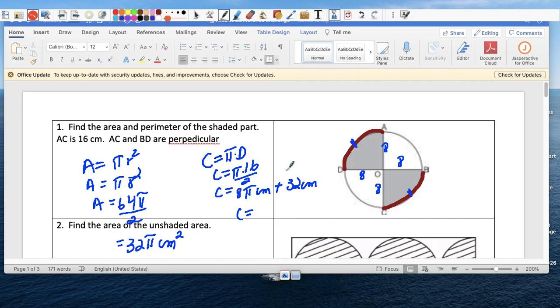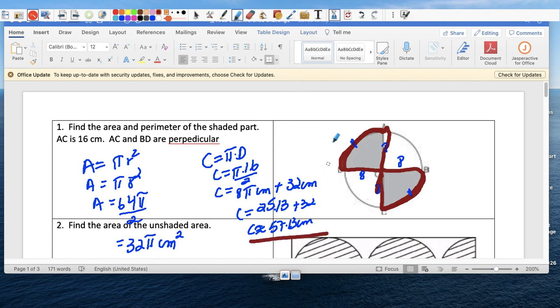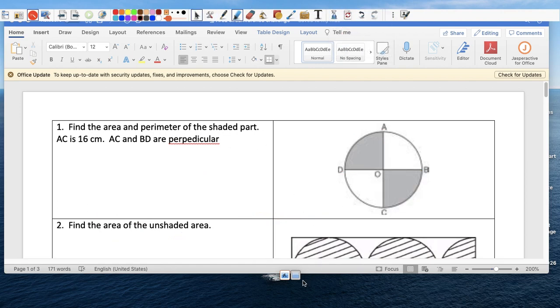If I have a calculator, 8 times pi, enter. That's approximately 25.13, plus 32, which is going to give us approximately 57.13 centimeters. And that's the perimeter of this. Again, let me take a walk, right? So if you were to do this, the distance would be 57.13. Alright, so again, pretty easy.